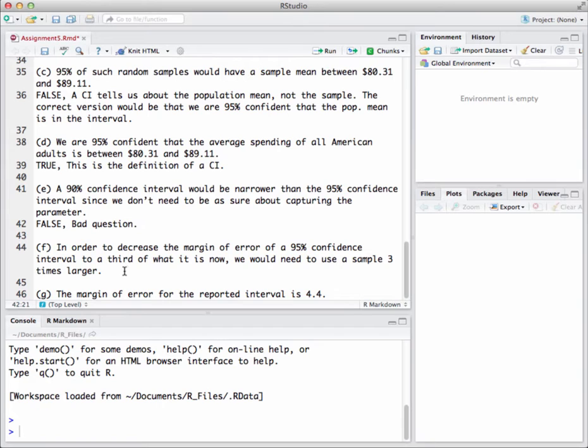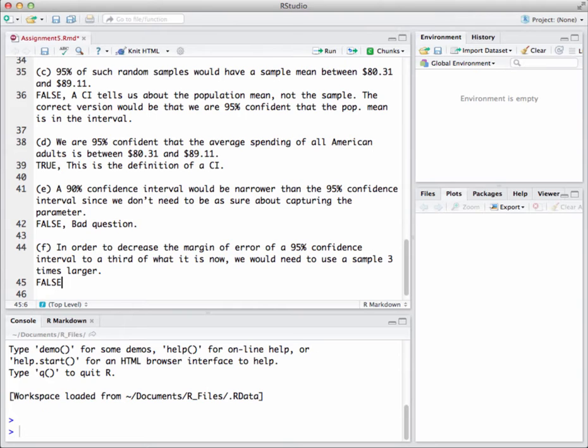All right, in order to decrease the margin of error of a 95% confidence interval to a third of what it is now, we need to use a sample 3 times larger. Okay, what do you think about that one, true or false? I'll give you a hint: think about the standard error and what's in the denominator of the standard error. Okay, this one again is false.